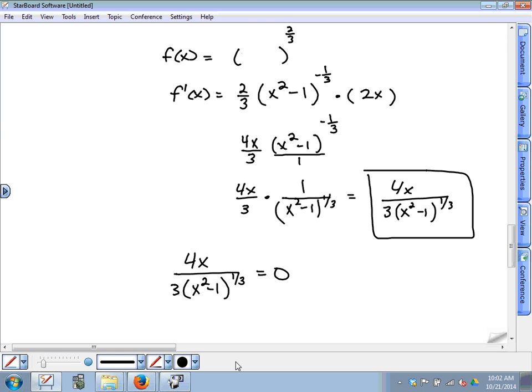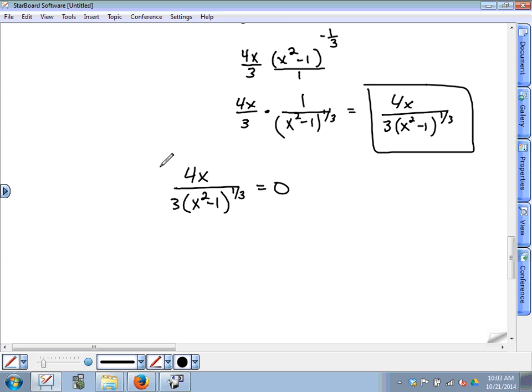The answer is 0. Right. It can't equal 1. Here's why. There's a couple of ways you could argue this. I'll show you a couple of ways, and you pick your best argument. Yes or no, this is a fraction? Yes. When is a fraction ever going to equal 0? When 0 is on the numerator. So if you ever have a fraction that equals 0, all you really have to solve is 4x equals 0. And when does 4x equal 0? When x equals 0. That's one way you can think about it.